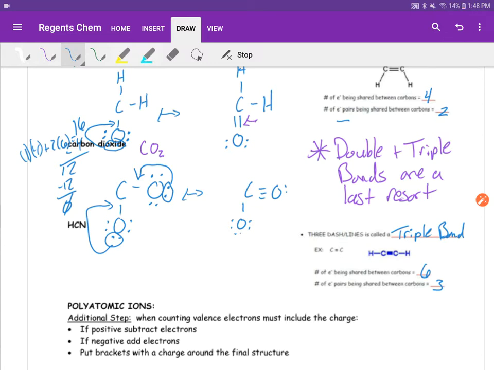Now, the answer is the 2 double bonds, okay? And why do you think that might be the case? Well, the answer is energy, guys. There's a lot less energy in 2 double bonds for a molecule than there is in a triple bond, okay? So carbon dioxide will actually have 2 double bonds.